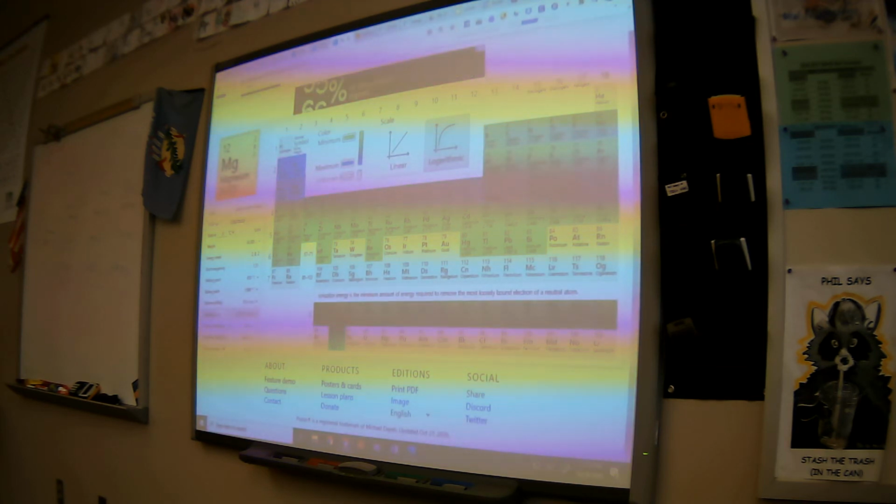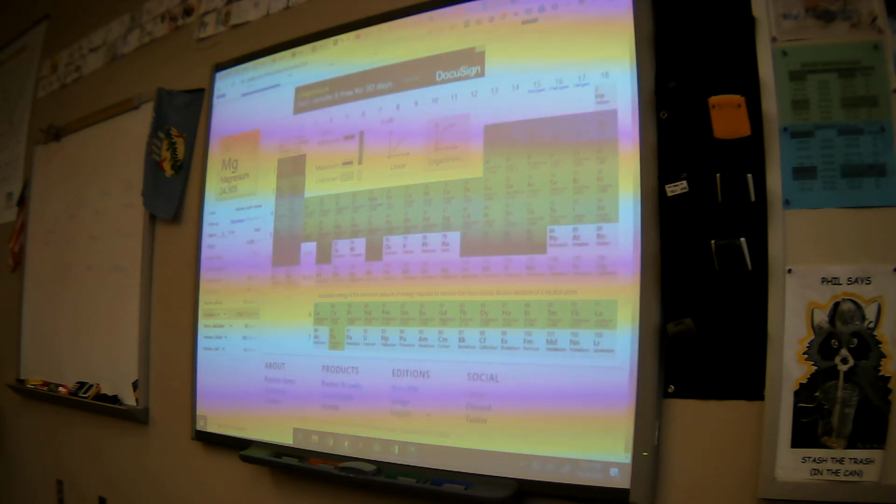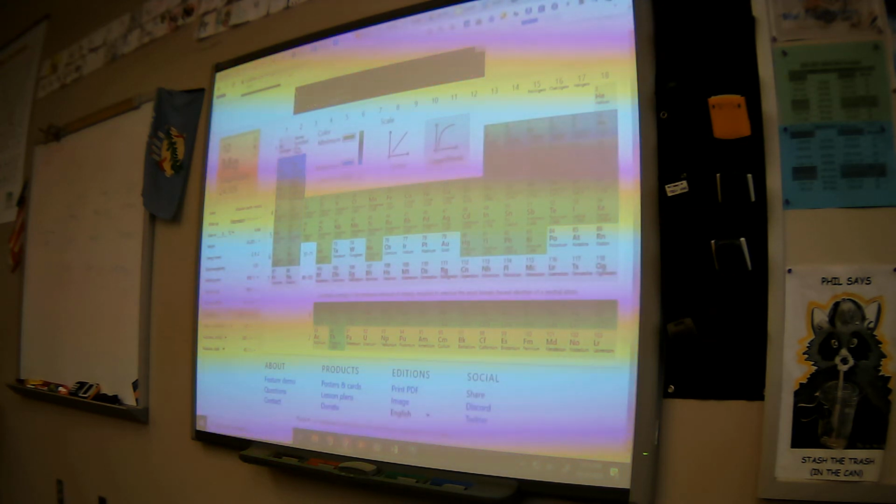Like I said, it's a complicated way of asking. You're talking about things called isoelectronic species. That just means the same number of electrons. So for this one, for example, how many electrons does helium have?